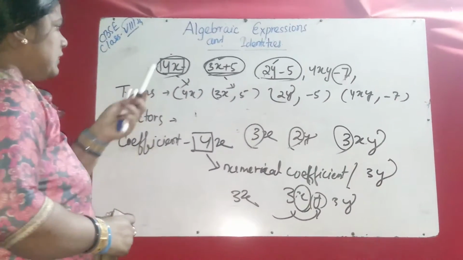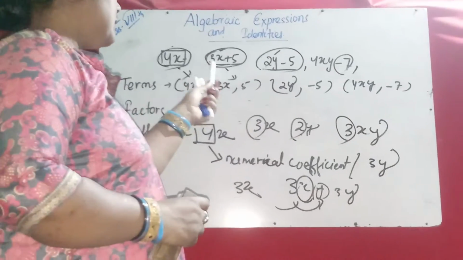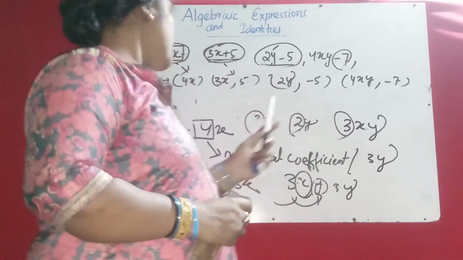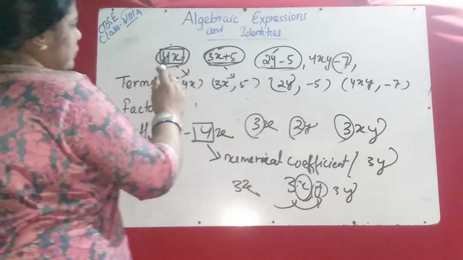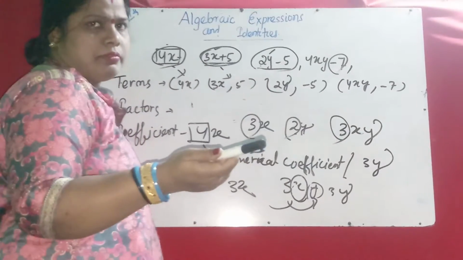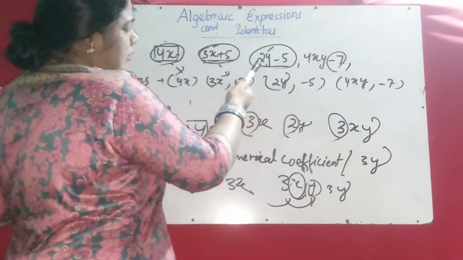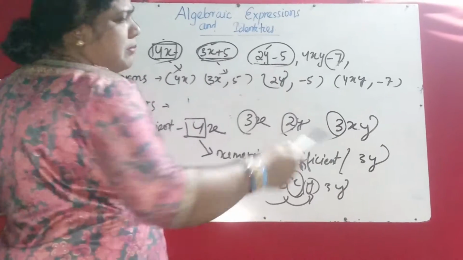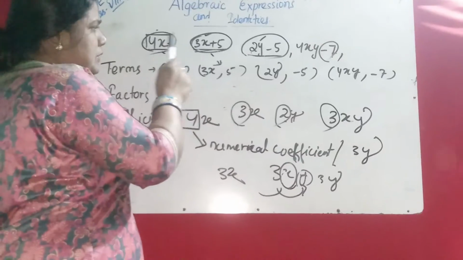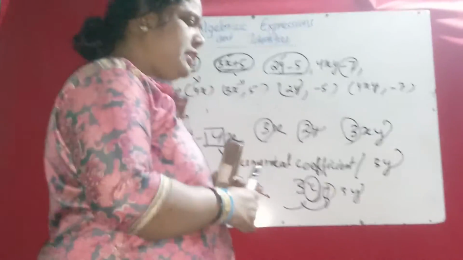The terms: how many terms do you say? These are 4x, 3x, 5, 2y, minus 5, 4xy, minus 7. These are terms. Factors: here 4x, 4 and x; 3x, 3 and x; 5, the factor is only 5, or 1 and 5. In 2y, 2 is one factor, y is another factor; in minus 5, it is the only factor. And the coefficient is the numerical constant value.